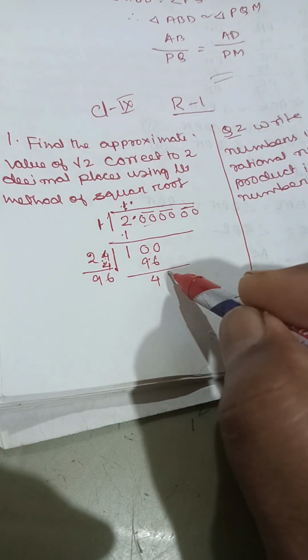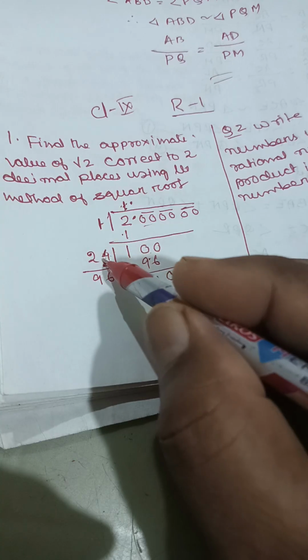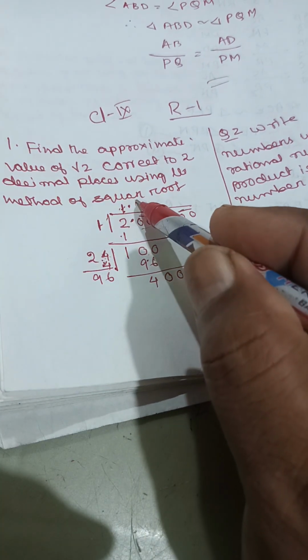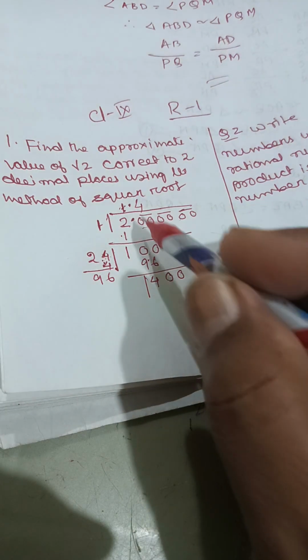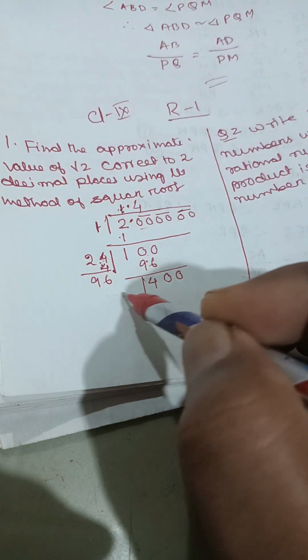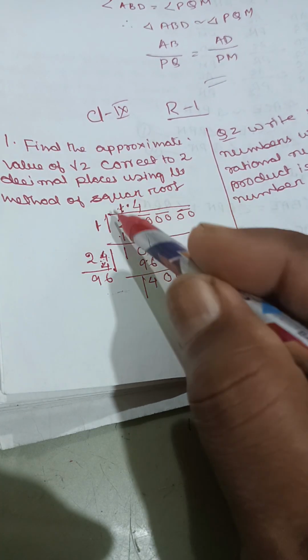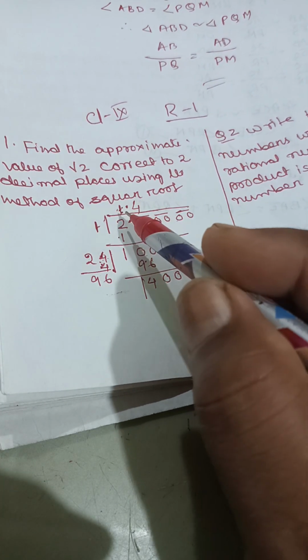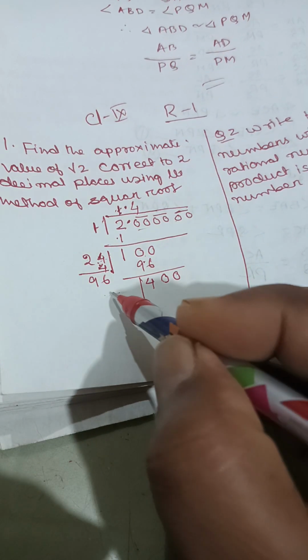Now again you take two zeros here. Before that, whatever number you have written here, you have to write this number here also. Now you see it becomes 400. Now you have to write a number here which is double of whatever is given here, without the decimal sign. This number is 14. So its double will be 28. Here you write 28.